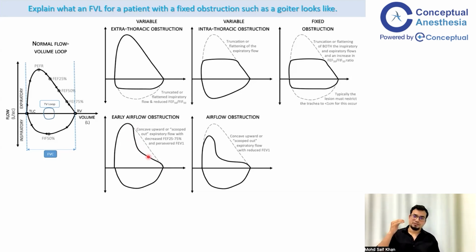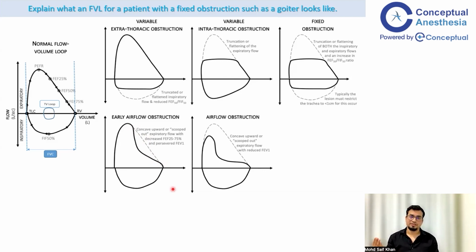Scoop out means, as you know, in ice cream, you scoop out ice cream and put on your cone, right? Or whenever you go to an ice cream parlor, what you do, you just scoop out. So here also you have scooped out this curve, and that is your scoop out appearance or scalloped appearance of expiratory limb of this FV loop. But there is no diminution or decrease in the peak expiratory flow rate. Inspiration is completely normal in the COPD, usually in early stage.